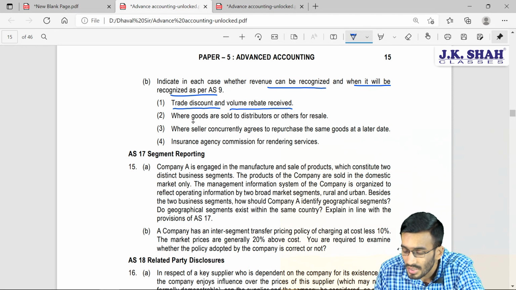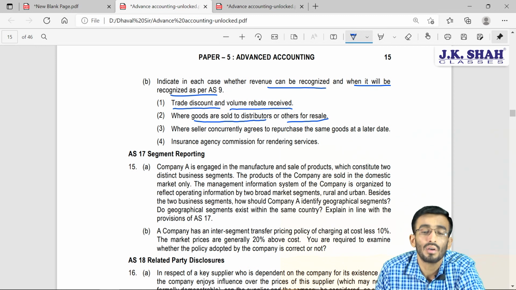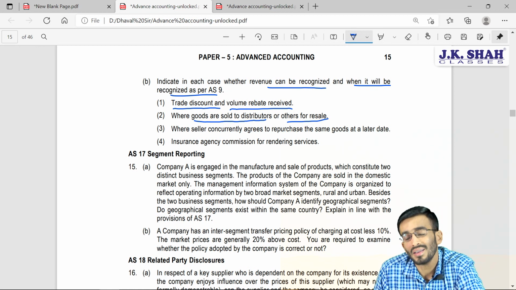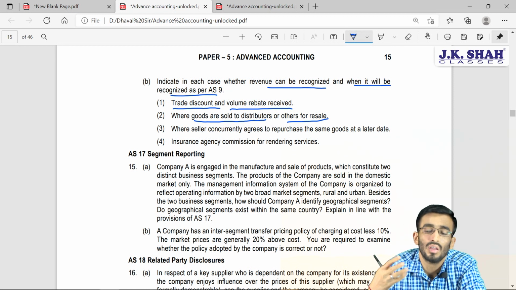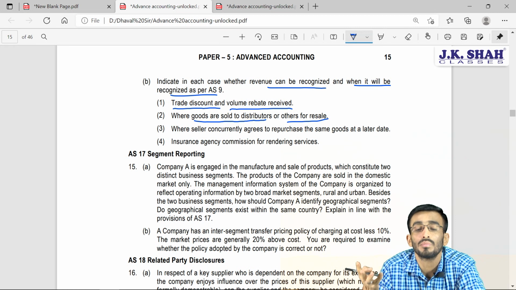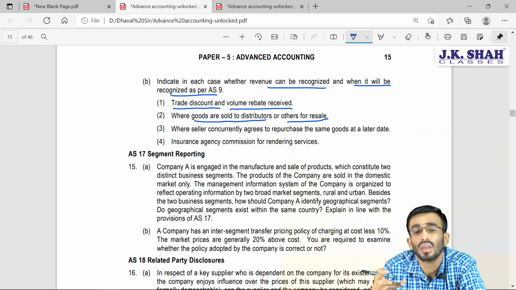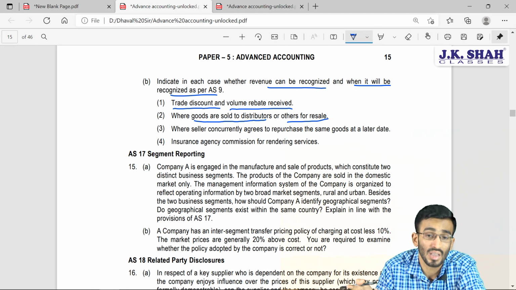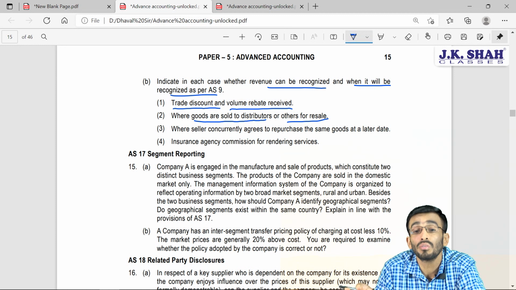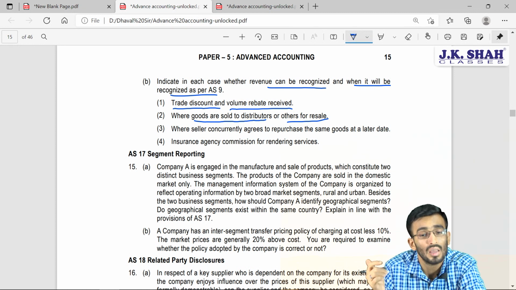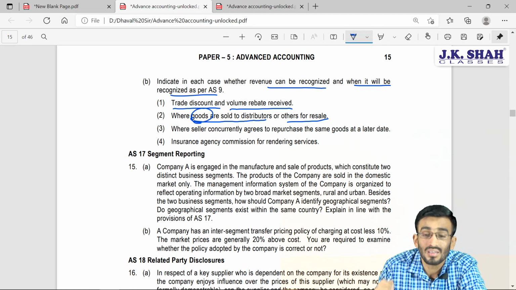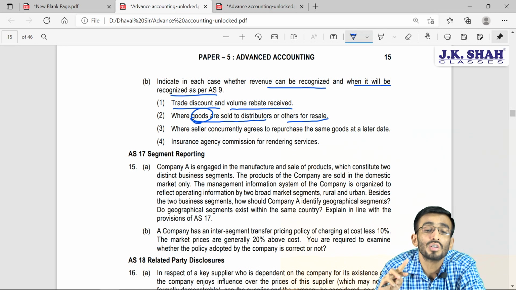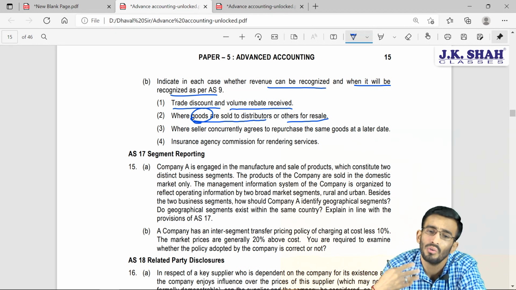Where goods are sold to distributors or others for resale. Now dear students, unless and until the ownership of the goods is transferred to the customer, or I can say if the goods are given on sale or return basis, then the customer should approve those goods, then only we can recognize the revenue. In case of sale or return, the customer should either approve the goods or the time limit given to the customer to return the goods should lapse. Then only we can recognize the revenue. So basically the understanding is, in case of goods, the risk and rewards attached to the property, or I can say ownership of the goods, should be transferred to the customer, then only we can recognize the revenue.